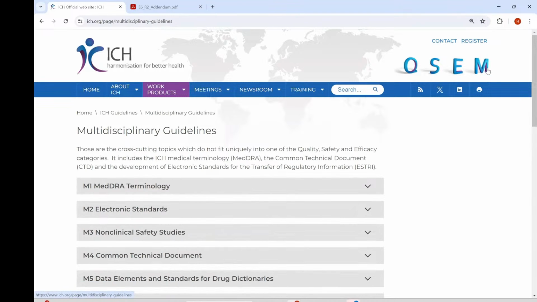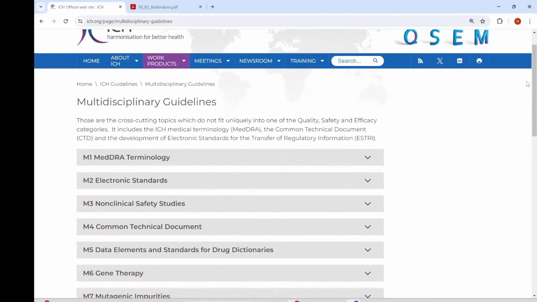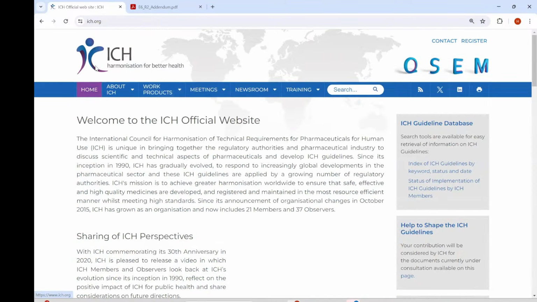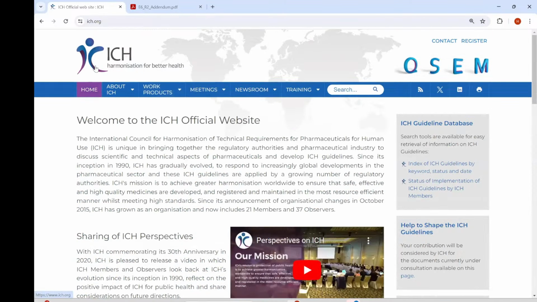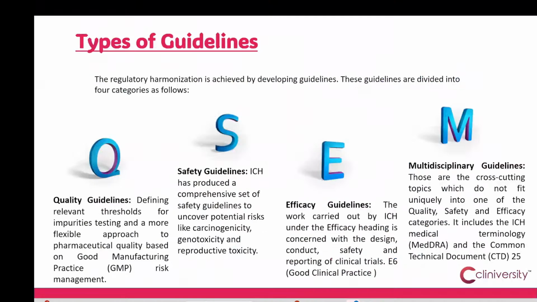We do have multidisciplinary guidelines. It has MedDRA, electronic standards, and we have 15 guidelines under multidisciplinary guidelines. And this is the ICH website. It's an open public platform. You can anytime go ahead and look into the International Council for Harmonization. Let's go back to the presentation.